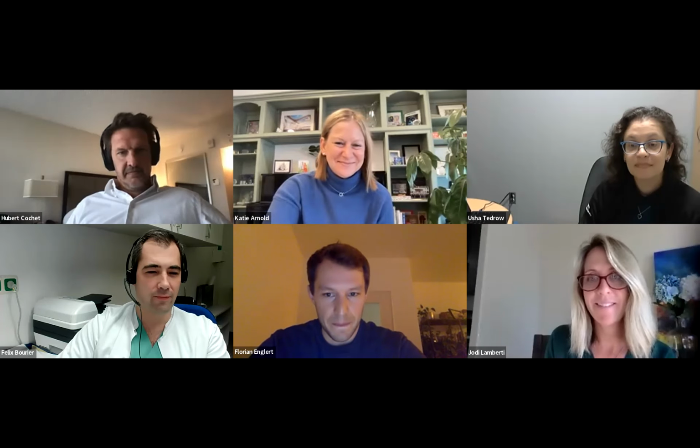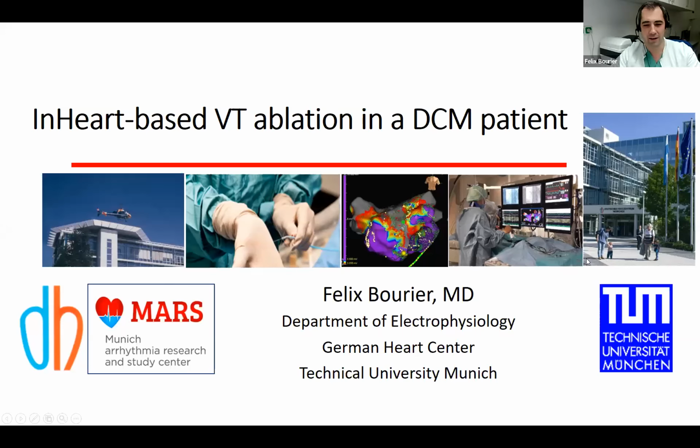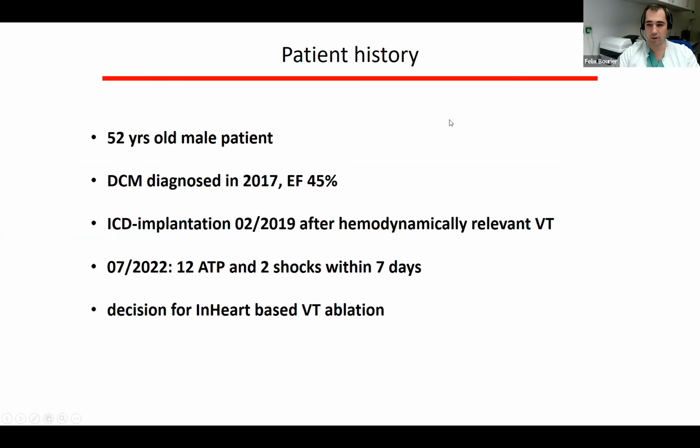Okay, hello everyone, Felix Bourier. Happy to present this case, and let me just start sharing my screen with all of you now. Now you should have it. So let's take a closer look together at this case of inHEART-based VT ablation in a patient with progressed dilated cardiomyopathy.